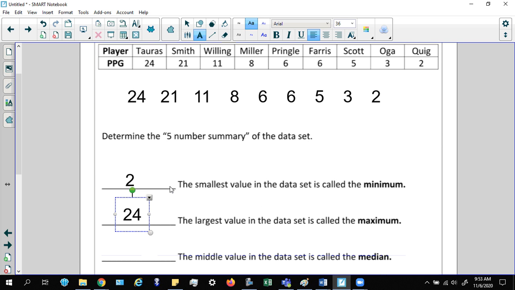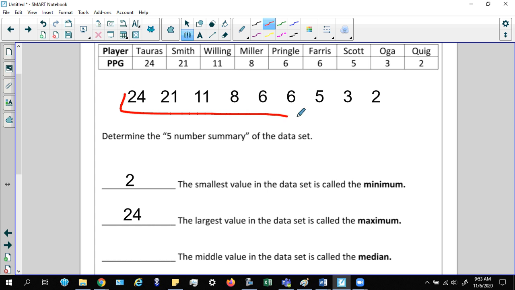This is where things get not difficult, but a little more than just looking. We have to find the middle number. We have a whole bunch of information, 24 from 2. The middle number is the thing that cuts it in half. I believe it's right here.